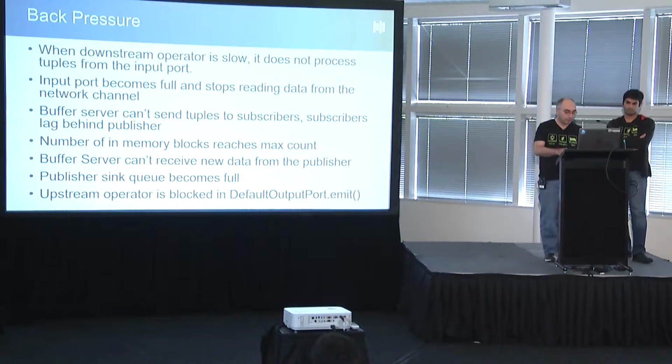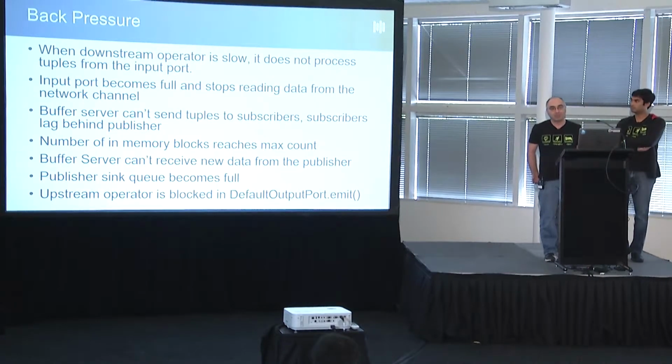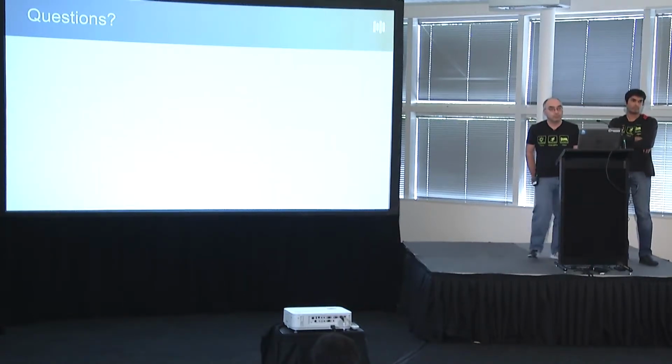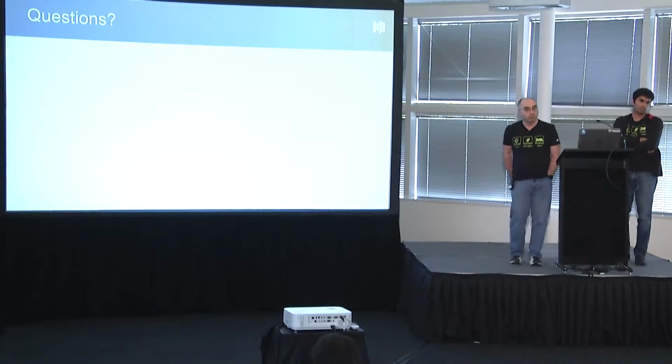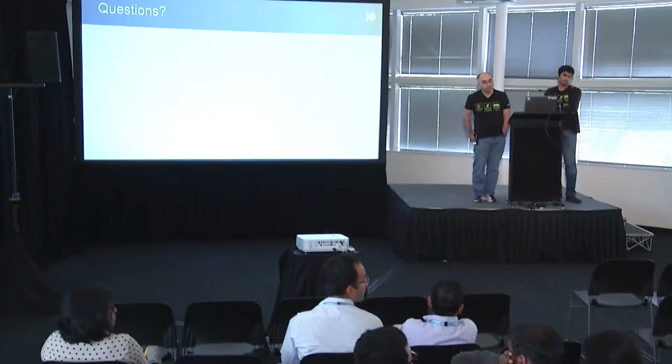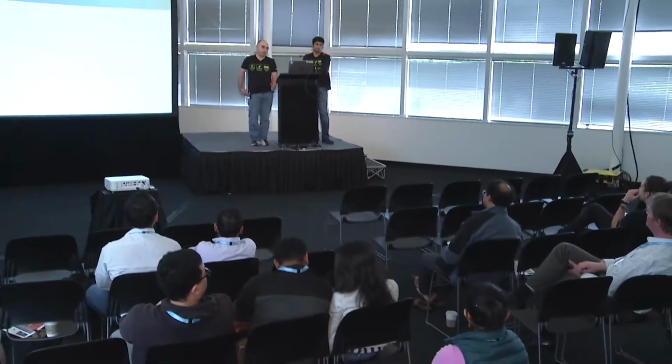This is all the detail for the buffer server. Any questions? Is backpressure either stop or go, or does it get higher and higher? It kind of gets higher and higher.